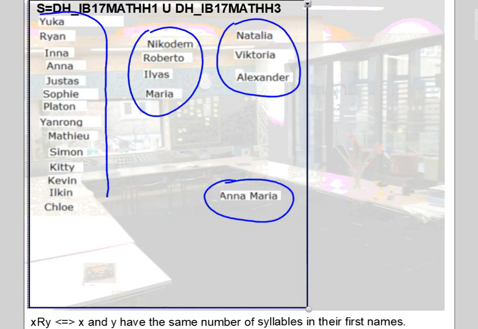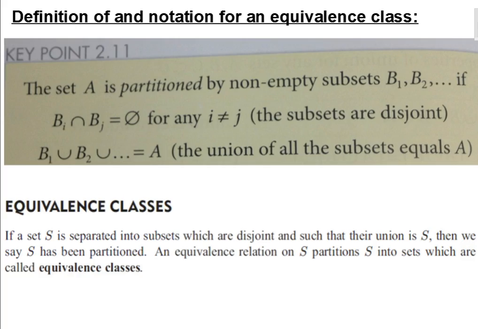The equivalence class of Yuka is now many people. 2 syllables. Okay, but again, it's still a partition. Everyone's in an equivalence class. The union is the whole of S, and nobody's in 2 equivalence classes. It's actually impossible. So that's what equivalence classes are.